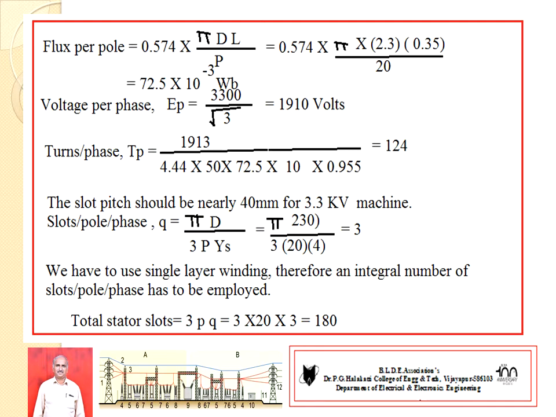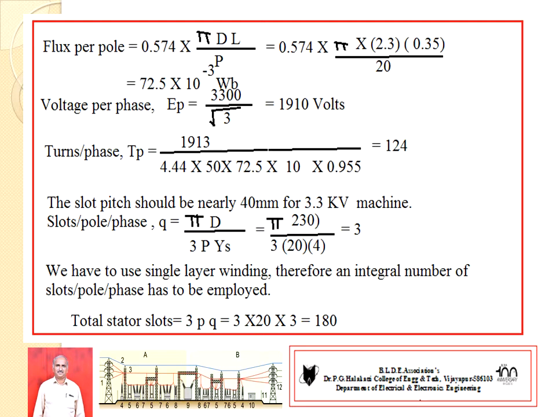So next, the slot pitch should be nearly 40 mm for a 3.3 kV machine. It is already known from the previous section discussion. The slot pitch varies with the rating of the machine, the voltage rating of the machine. So for a 3.3 kV machine, the slot pitch may be nearly 40 mm, one condition.